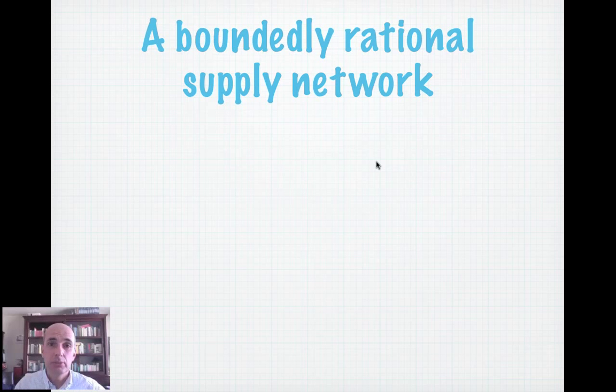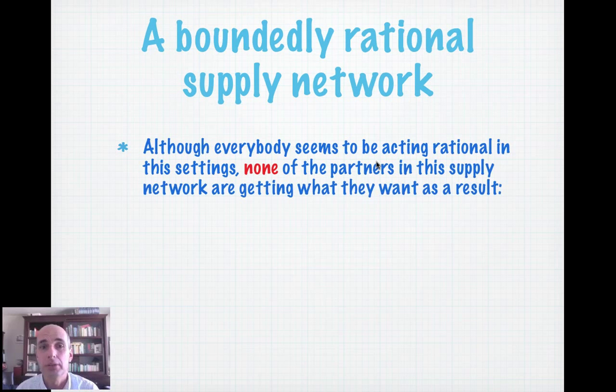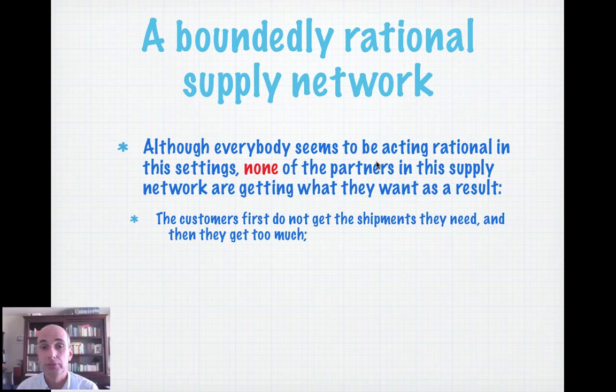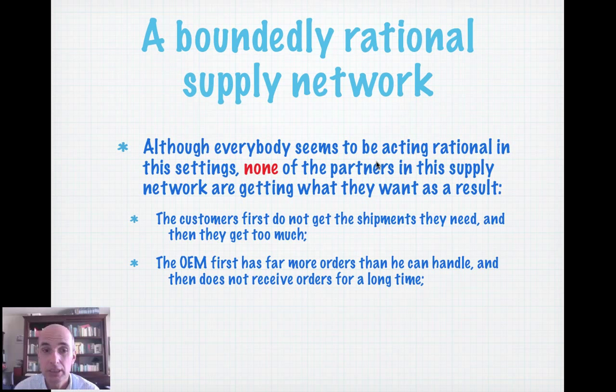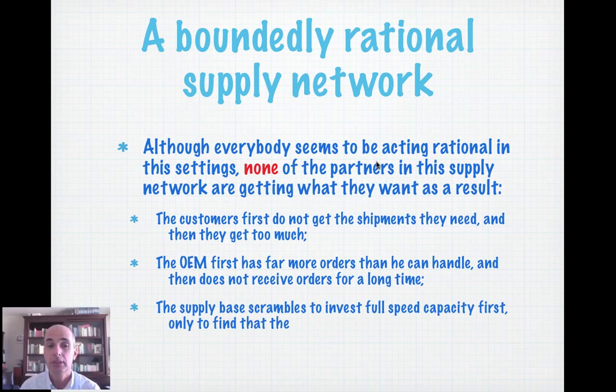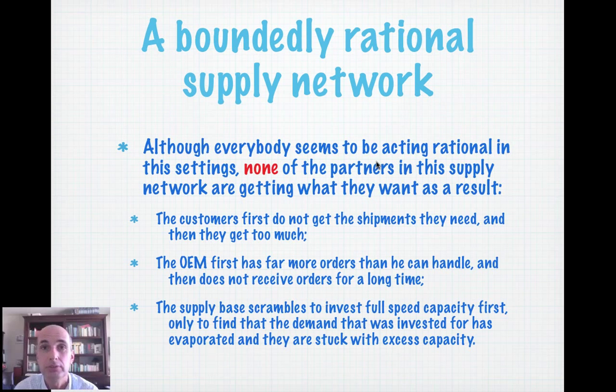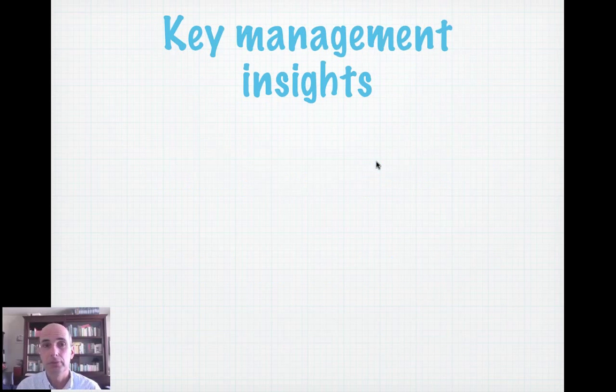Now, what you can say of this network, incidentally, is that it's only boundedly rational. Everybody seems to be acting really smart. The customers are, the suppliers are, the OEMs, but actually none of them are getting what they want. The customers first don't get the shipments they need, and after a while they get more than they really need, perhaps of outdated products. The OEM first has far more orders than he can handle, and then they don't get orders for a long time. And the suppliers, first they have to scramble to invest in full speed capacity increases, and after a while they have excess capacity. So this is definitely not a plea for naive market forces.